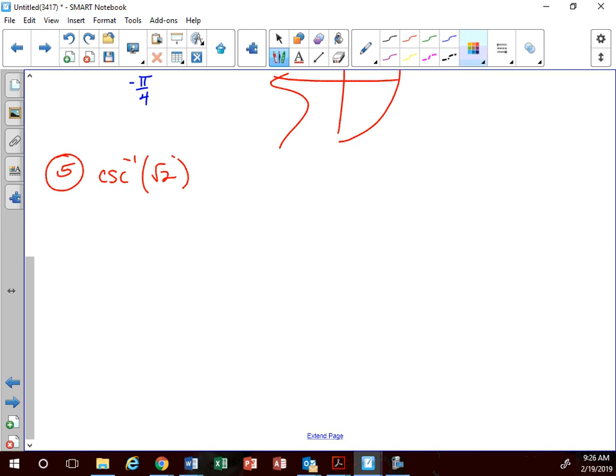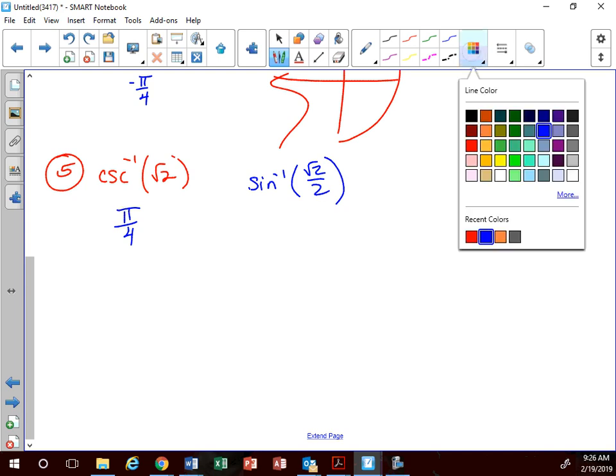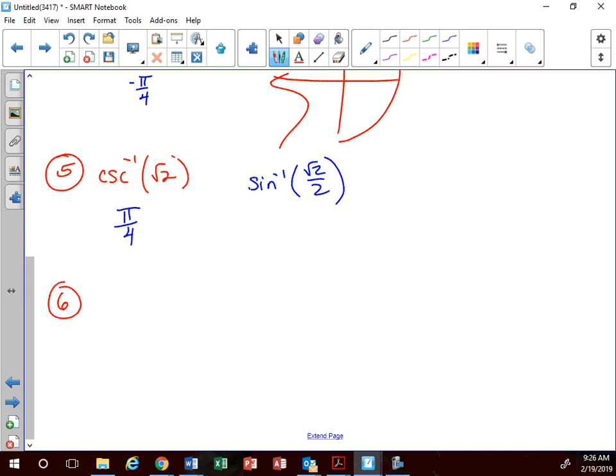All right, guys. That one was positive pi over 4. Okay, remember, think of it as inverse sine of root 2 over 2. It's just easier. Let's do inverse secant of -2 root 3 over 3. Don't be scared.